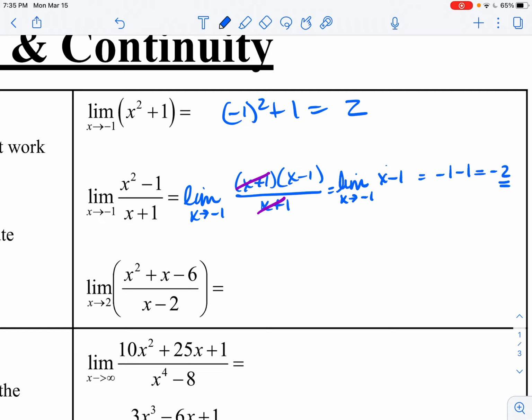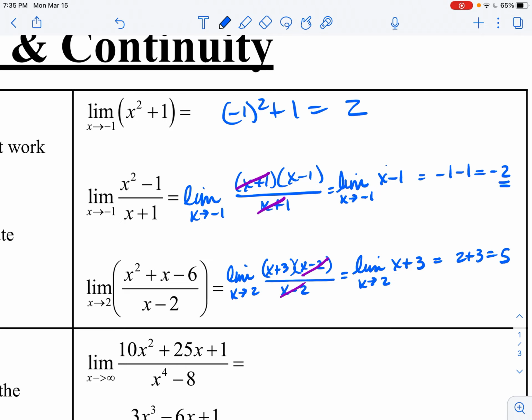In the third example, again, direct substitution won't work because that'll give us 0 in the denominator. Let's go ahead and factor the numerator, see if we can cancel a common factor. So this is the limit as x approaches 2. If I factor the numerator, let's see, two numbers that multiply to get -6 and add to get 1. That's going to give me x plus 3, x minus 2. Again, we have a common factor. I'll cancel the factor. And I've got the limit as x approaches 2 of x plus 3. And that's going to give me 2 plus 3 is 5.